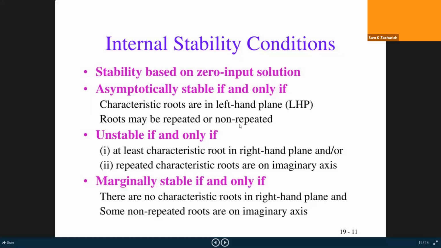So if you consider an S plane, if all the poles of the system transfer function, prior to any cancellation, are in the left half of S plane, it will be asymptotically stable. Asymptotic stability means as t tends to infinity, the output tends to 0. That is the meaning of asymptotic stability.